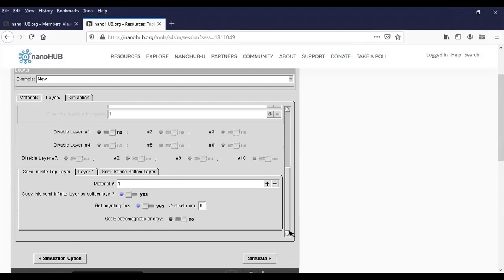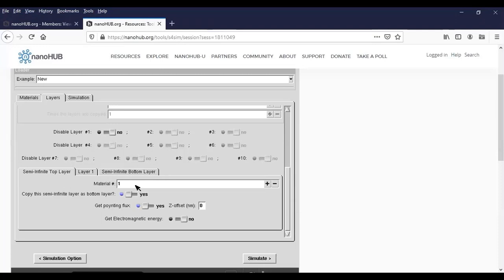And in this example, we have only two layers. The top layer, vacuum, is semi-infinite. And the bottom layer, glass, is also semi-infinite. We don't have anything in the middle actually. But in this graphical interface, by default, it forces us to define at least one layer in the middle. So we can define this layer as the same as either the top layer or the bottom layer so that it doesn't interfere with our calculation.